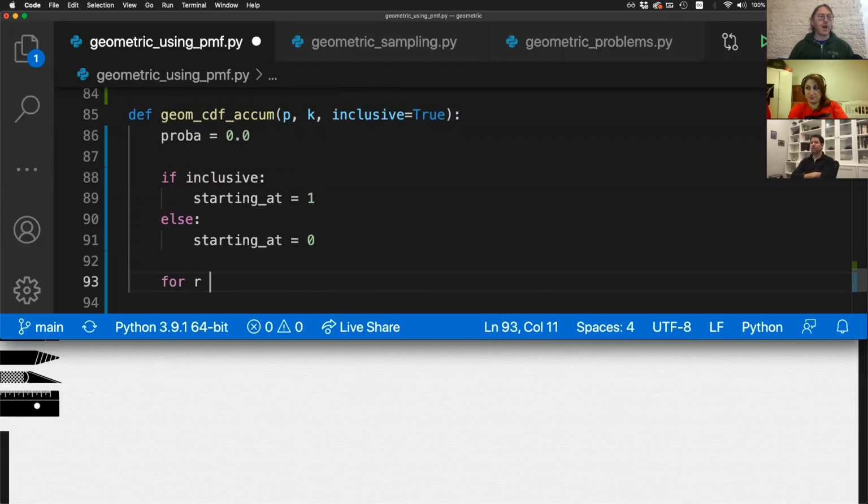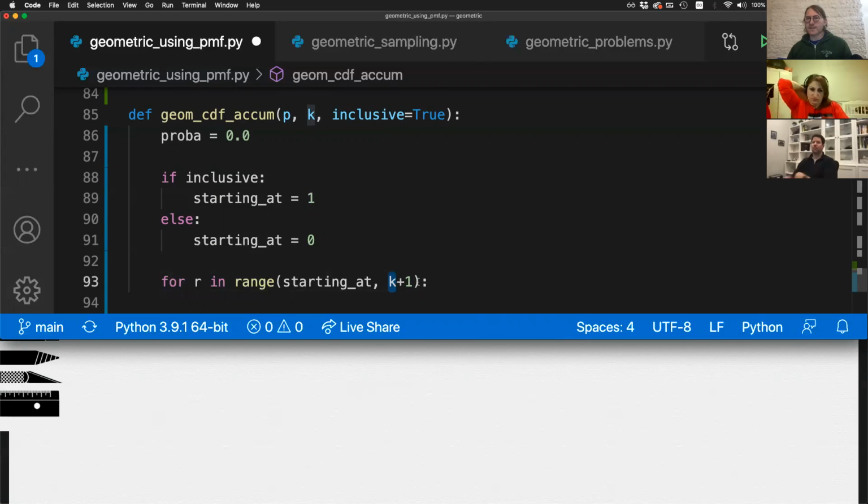And then I'm just going to do for R in range, starting at, and then K plus 1. K plus 1 because if we are including the first success, then we want to include the first success, right? K plus 1. If we're only talking about K representing the failures, well, we want to include all the failures that happened before the success. That's still K plus 1.